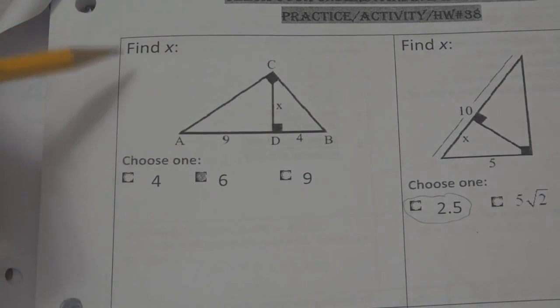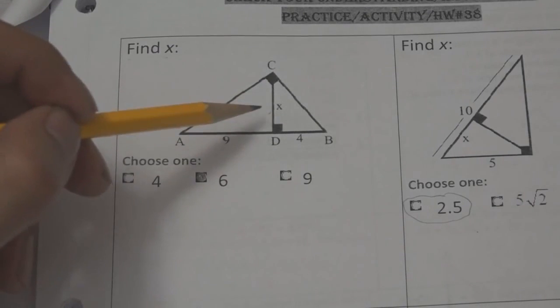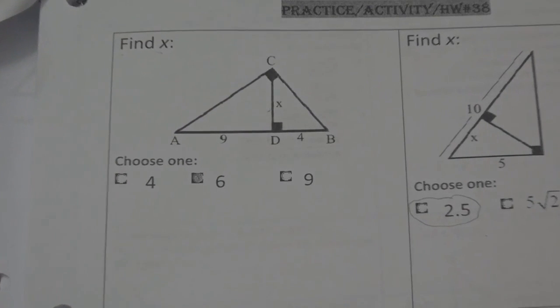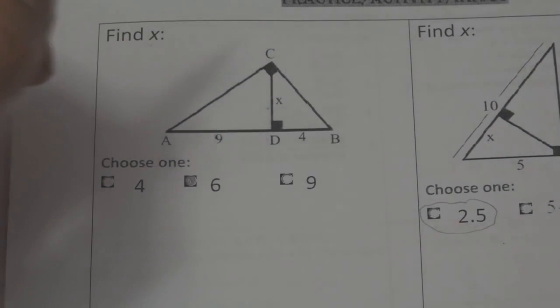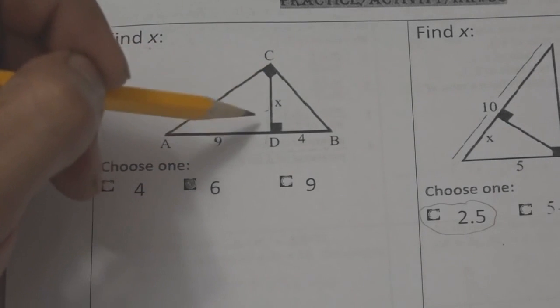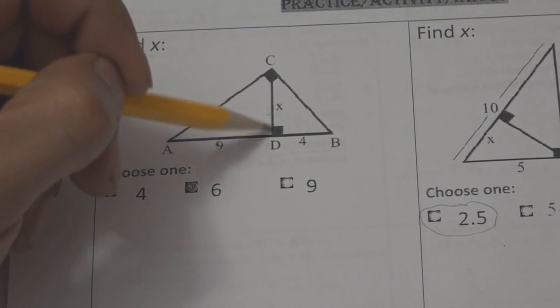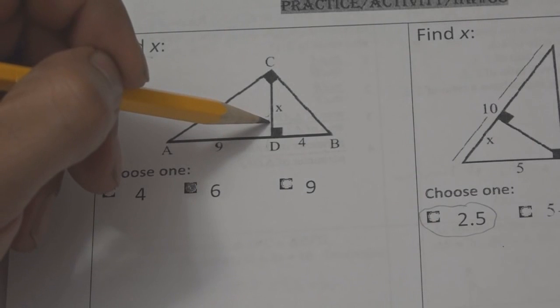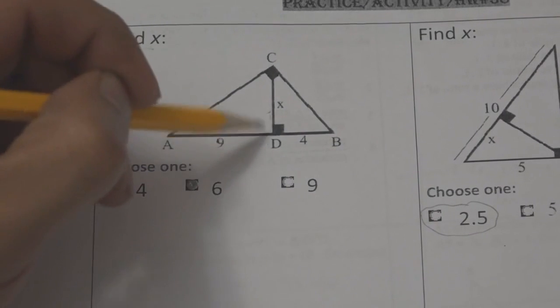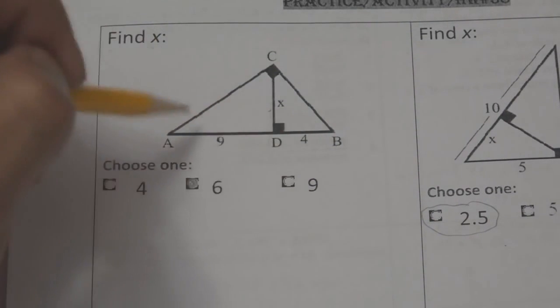So let's see now. Find x. They want me to find x right here. Not a problem. They are giving me an altitude, so I'm going to use the altitude theorem, which says that the altitude is the mean proportional between the segments of the hypotenuse of the big triangle.